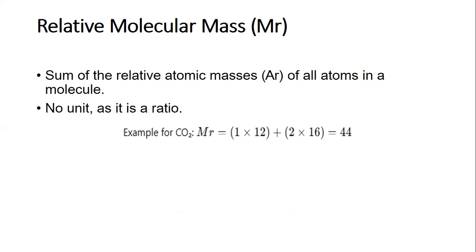The weight of carbon is 12, and we have one atom of carbon, so 1 into 12, plus oxygen. The relative atomic mass of oxygen is 16, so 16 into 2, because we have two oxygens. So the value of the relative molecular mass is 44. We can calculate in this way.